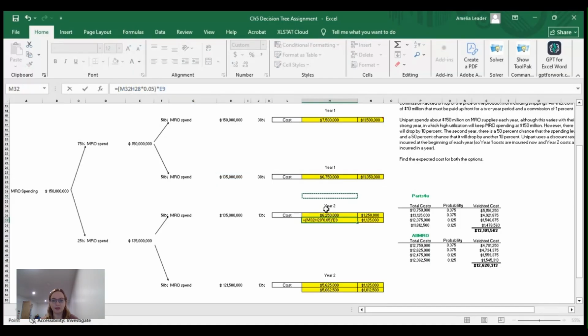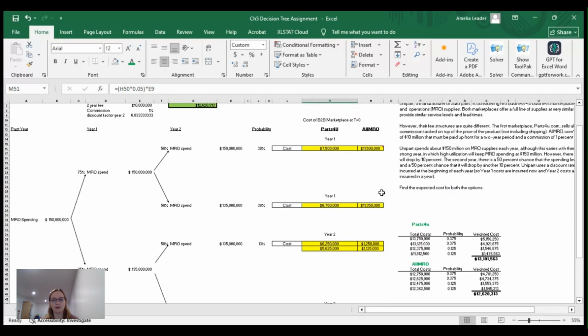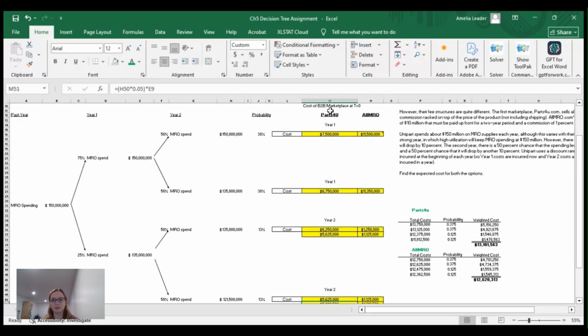And then the same down here, going down, we have the spending, multiply commission by the discount factor. And again, in this case, it's the spend, multiply commission, by the discount rate. So that is everything for Parts for U, which is option 1, and then option 2, Aimrow here.